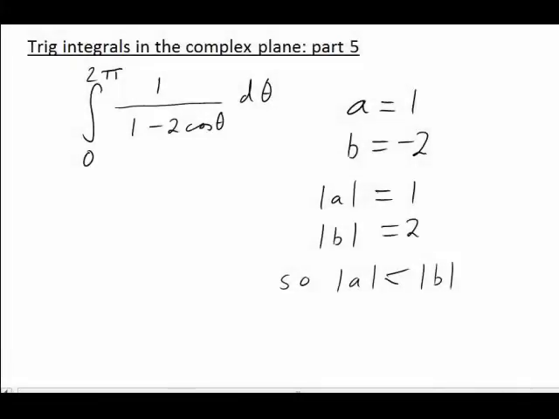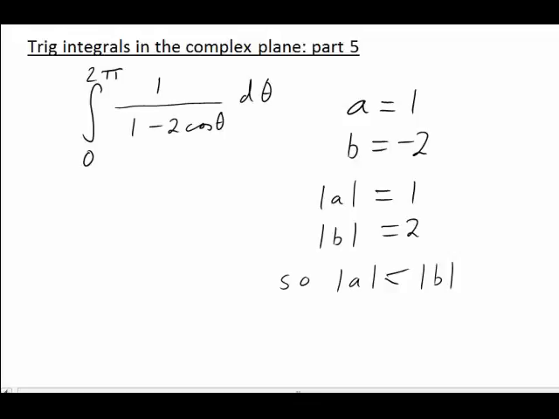In this fifth and final part of my discussion on trigonometric integrals, I'm going to do something a little unorthodox. I'm going to look at an integral which I know doesn't exist, one which has problems with its denominator being zero. I've chosen the integral here, with a equals 1 and b equals negative 2.